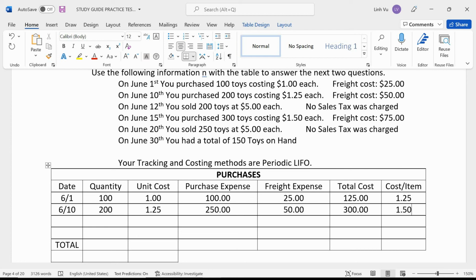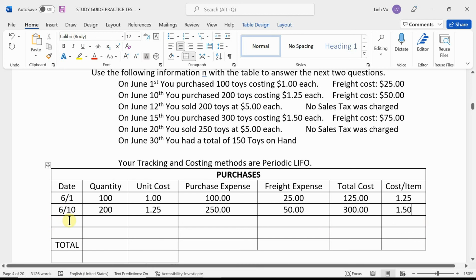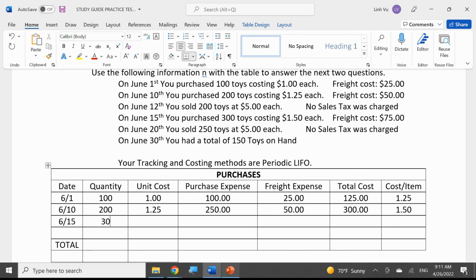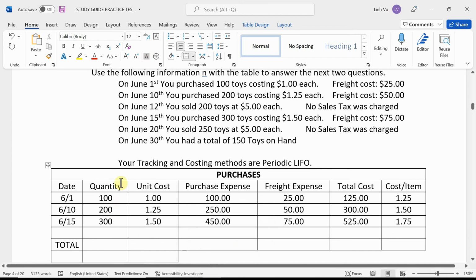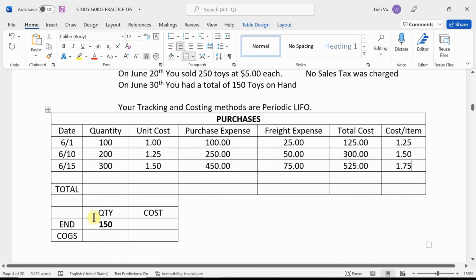So then the next one is going to be June 15. Okay, you made another purchase of 300 toys at $1.50 with a freight of 75. Okay, good. 450 and 525. And 175. Good. Okay. June 20th, we sold, which you said to skip it. So then on June 30th, you should have a total of 150 toys available on hand. Okay. So tally up your totals.